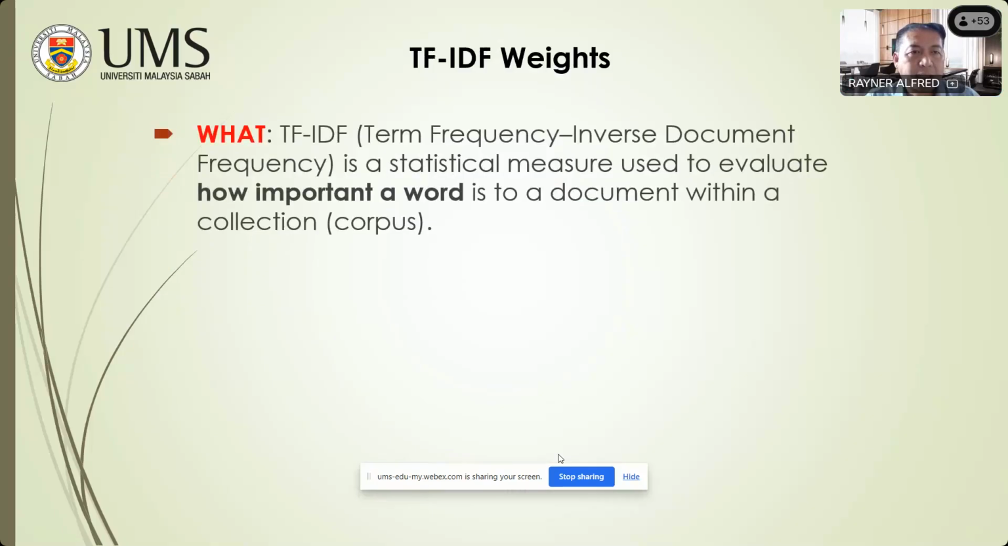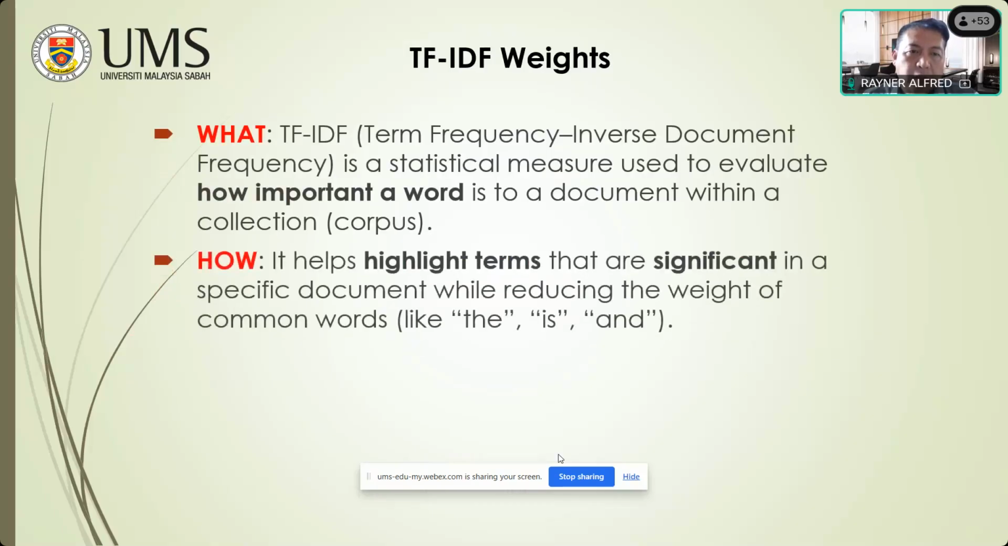So what is TF-IDF? TF-IDF stands for term frequency inverse document frequency, consisting of two formulas here, term frequency and also inverse document frequency. Both are used to evaluate how important a word is with respect to a document. At the same time, the term may also exist in the query. Okay. So how is this TF-IDF used? They are used to highlight terms that are significant.